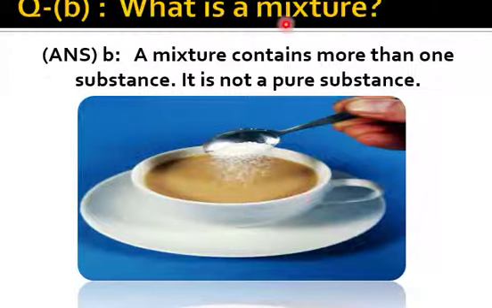What is a mixture? A mixture contains more than one substance. It is not a pure substance. So my dear students, there are a number of daily life examples of mixture. You can see here in this diagram. What is this, my dear students? Yes, a cup of tea and sugar. So tea and sugar and water, this is all our example of mixture.